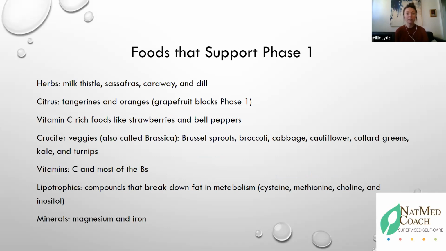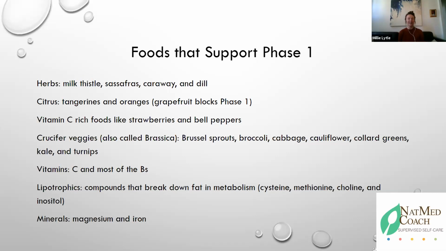So foods that support phase 1 are, you might have heard of milk thistle. Milk thistle is considered a liver detoxifier, but it really helps this phase 1 area, reducing inflammation and protecting against liver cell damage. Sassafras, this is the herb that the original root beer was made of.